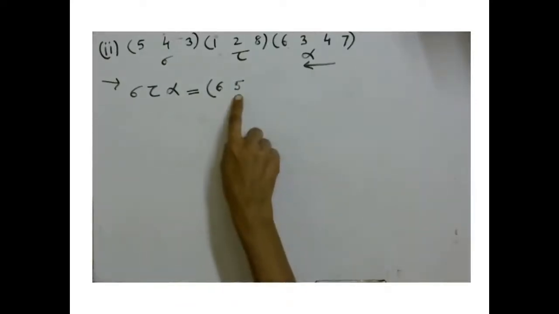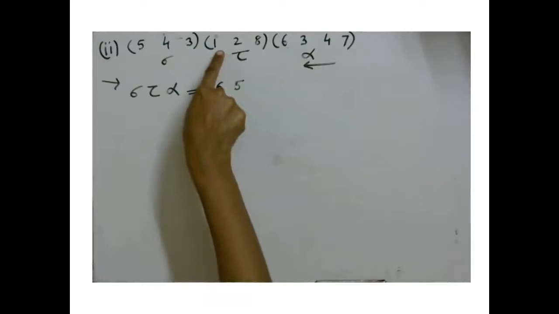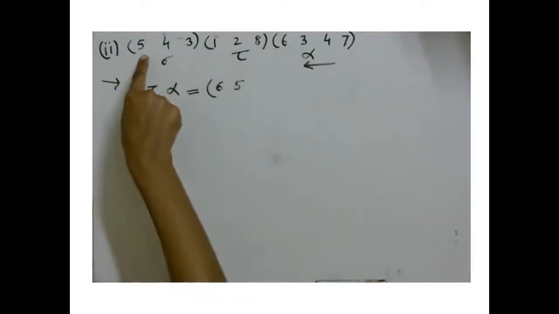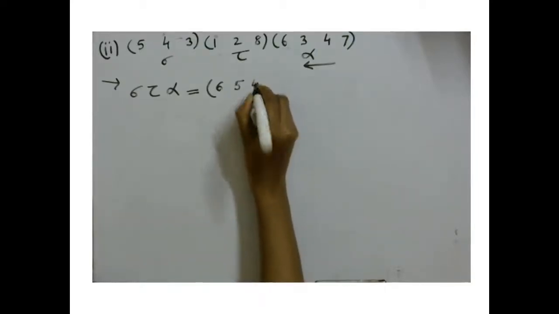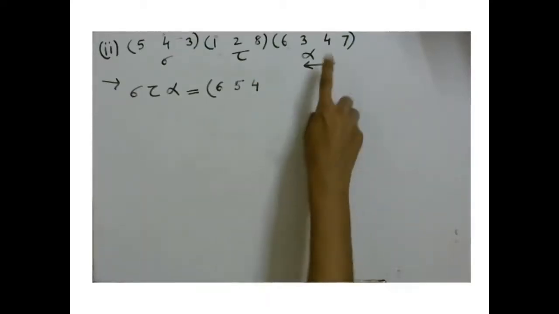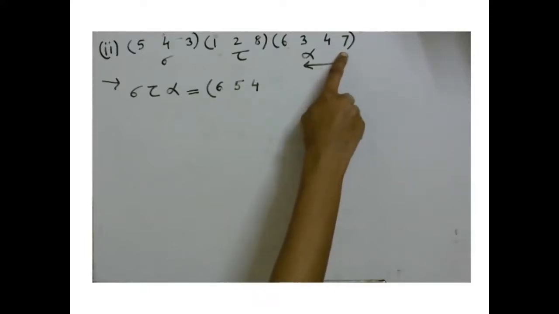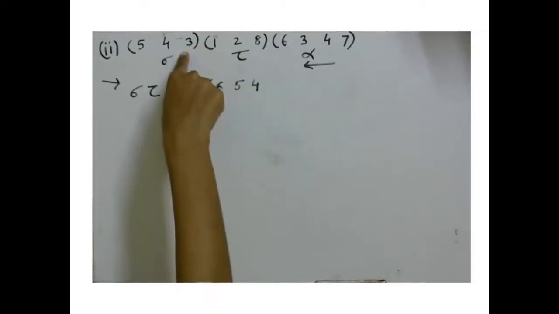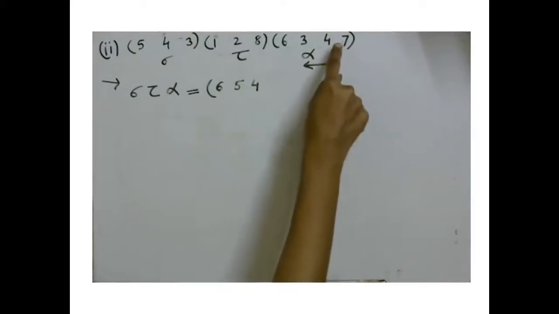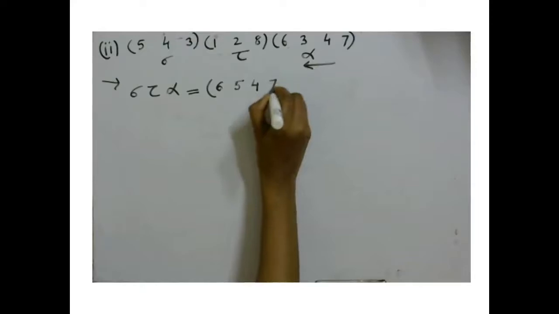Now we have to find the image of 5. So start with the rightmost cycle again. 5 is not present, so 5 maps to itself. Here 5 maps to itself, and here 5 is mapping to 4. So 5 will map to 4. Again, we have to start with the rightmost cycle. Here 4 maps to 7. Then in the next cycle 7 is not present, so 7 is fixed. Here also 7 is fixed. So the meaning is 7 is mapping to 7 and therefore 4 maps to 7.